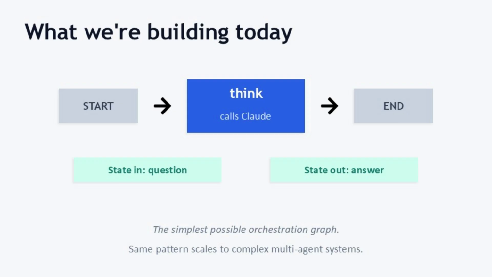Here's what we're building. The simplest possible LangGraph agent, a graph with one node called think that sends a question to Claude and returns the answer. It's simple, but it's real orchestration. The same pattern, state, nodes, edges, compile, invoke, is what scales to complex multi-agent systems later in this series.